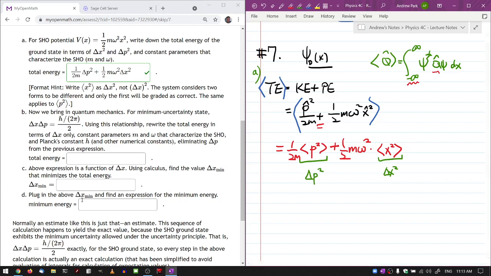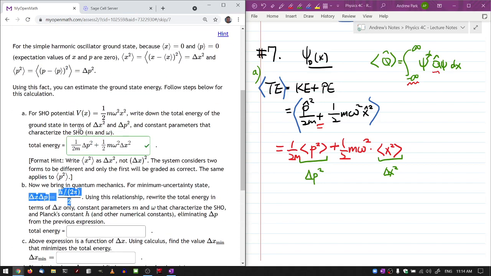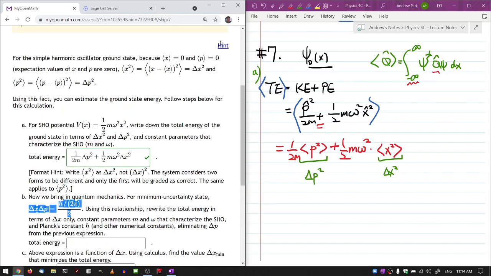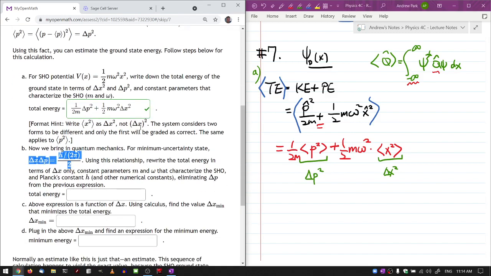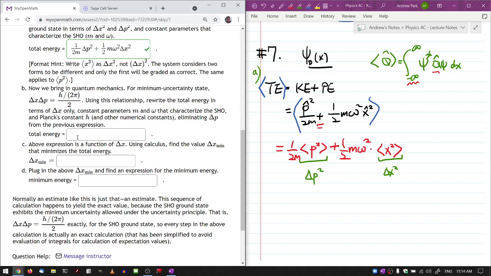Okay, it says now we bring in quantum mechanics. Anyways, for minimum uncertainty state, that is correct. And previously, in the previous question, we derived that for this ground state, it actually does obey this minimum uncertainty condition. So the calculation we are doing here, don't expect it to hold for everything, but it does happen to hold for this particular state.